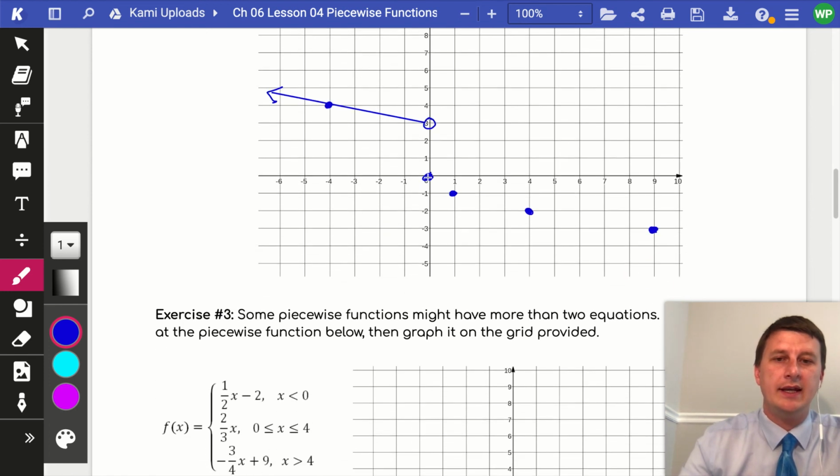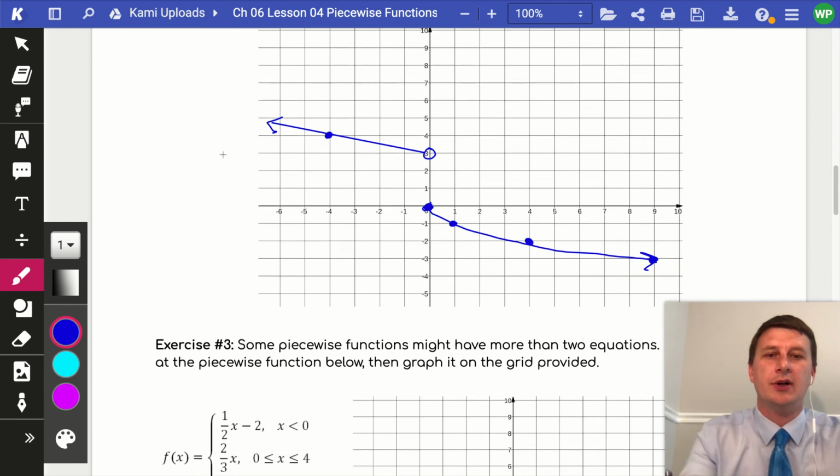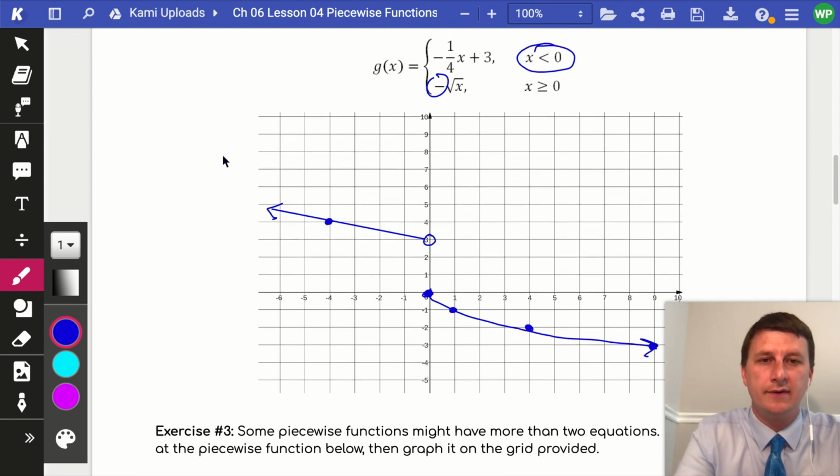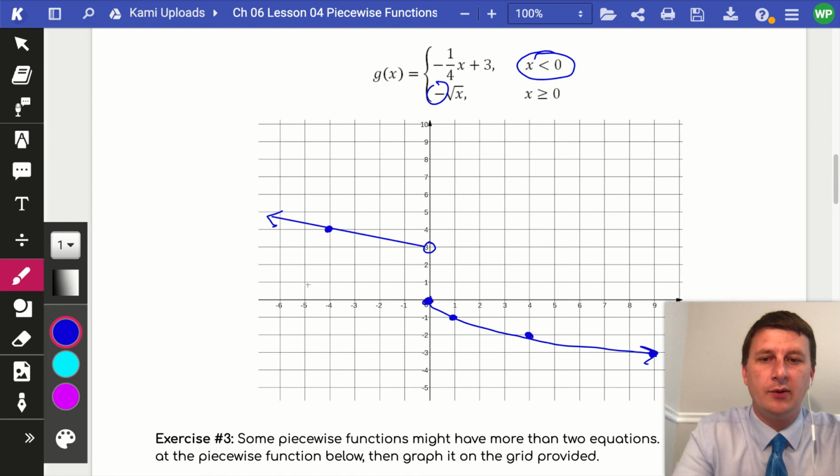And now we have the negative square root of x right here. And I'm going to connect that with a nice curve because that's the square root function, and draw an arrow to show that that continues forever in the infinity direction. So right here we have a piecewise function that has a linear function and a piece of a square root function.